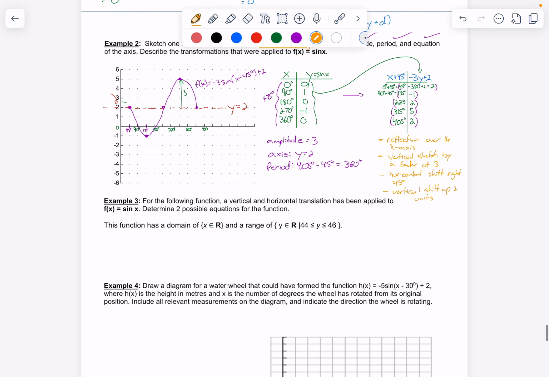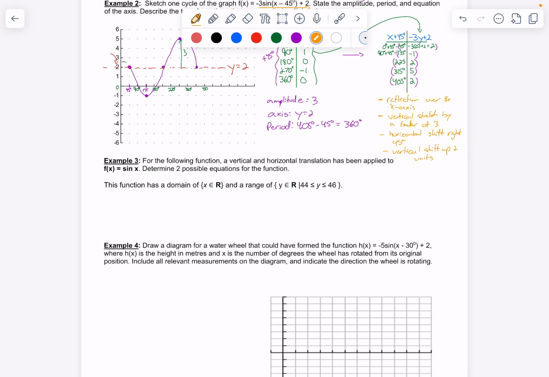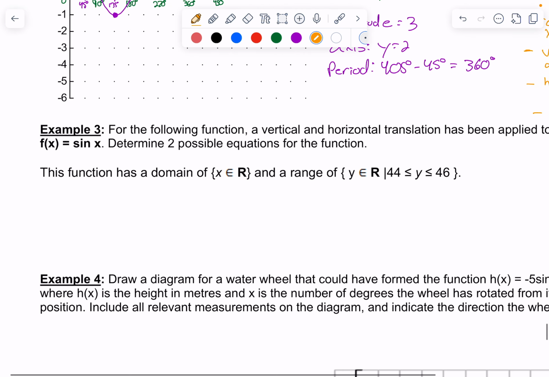Example 3. For the following function, a vertical and horizontal translation has been applied to your base function, f of x equals sine x. Determine 2 possible equations for the function if this function has a domain of x belongs to real numbers and a range of 44 to 46. Okay, so first off, the domain.